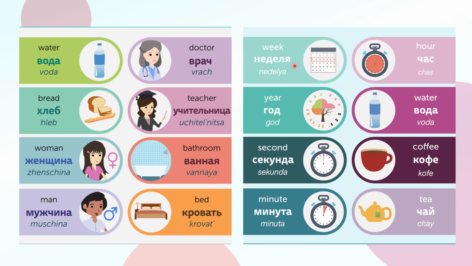Неделя ends with я, it's feminine gender. Год, the consonant, masculine gender. Секунда, а, feminine gender. Минута, а, feminine gender. Час, consonant, masculine gender. Вода, а, feminine gender. Кофе. This is an exception from the rule, that's why this should just be remembered, masculine gender. Чай, й, masculine gender.